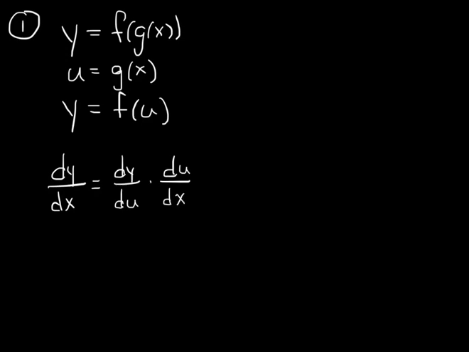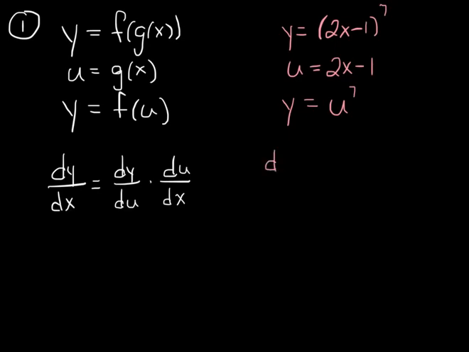All right, so our example was (2x - 1)^7. u is our inside function, that's g(x), or 2x - 1. So y can be expressed as a function of u, or just u^7. So now our derivative is the derivative of y with respect to u, which would be 7u^6, times the derivative of u with respect to x. The derivative of u with respect to x would just be 2.